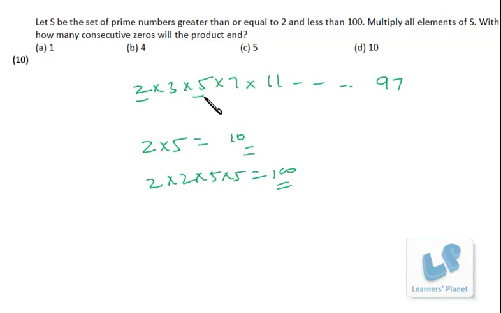Now after that we won't get any 2 and 5 combinations, because any multiple of 2 will not be a prime number, and any multiple of 5 further won't be a prime number. This is a sequence of prime numbers, so we won't get any 2 and 5 combinations anymore. So there will be a single 2 and 5 combination, so there will be a single 0 at the end of the product. As simple as that. You need not multiply all the numbers. I hope you are clear.